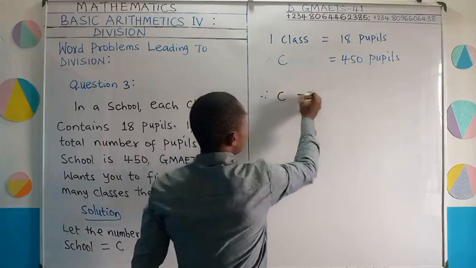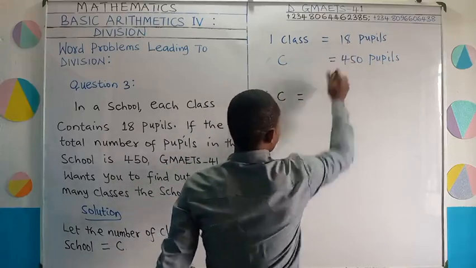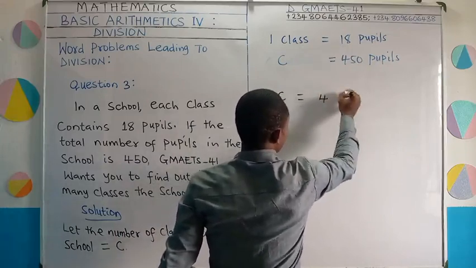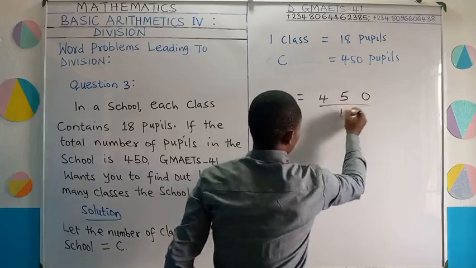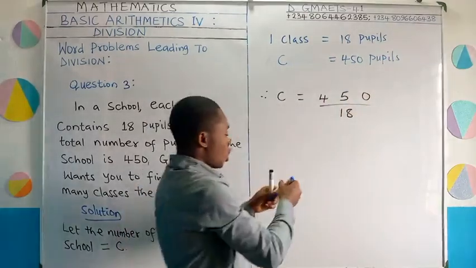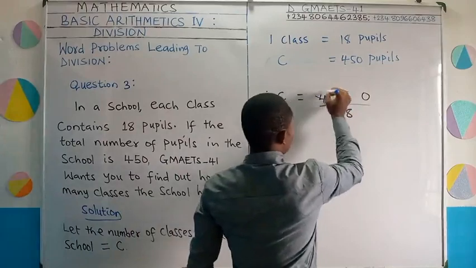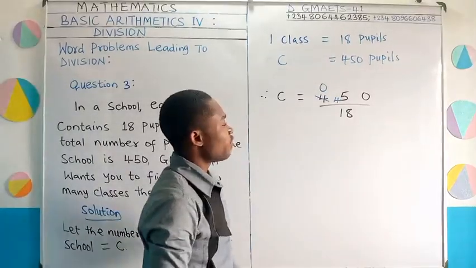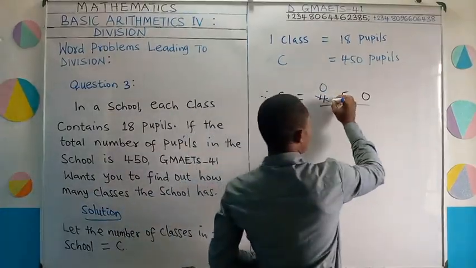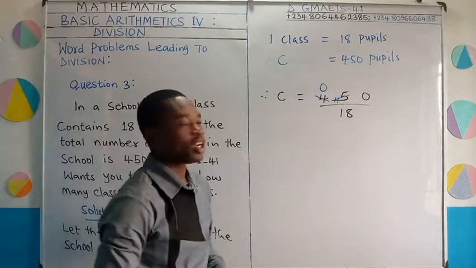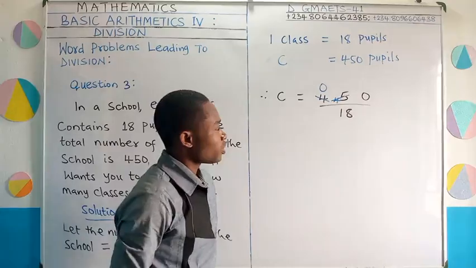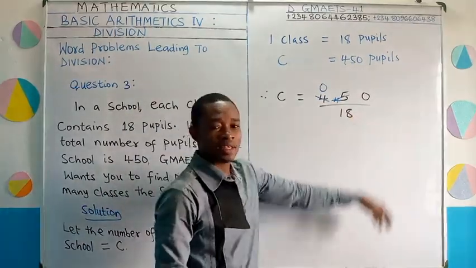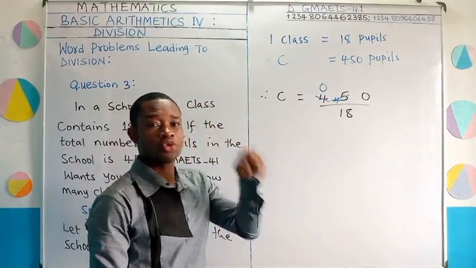Therefore, C is simply 450 divided by that 18. 450 divided by 18. So let us do this calculation and see. 4 divided by 18, what are we going to get? 0 remainder 4. Attach a 4 to this 5, you get 45. 45 divided by 18, let's find out how many times. If I go say, let's say 3 times. 3 times will give us what? 3 times 8 is 24, right? 4 carry 2.